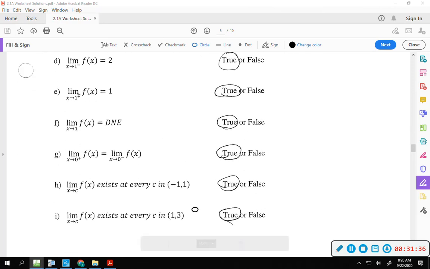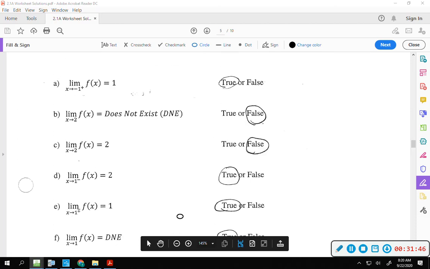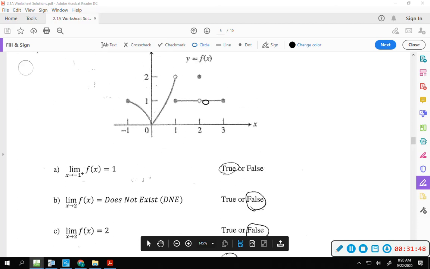But this one here is a little more tricky. The limit as x approaches c of f of x exists at every c in the interval from 1 to 3. Well, we only have one point of discontinuity, and that's at x equals 2. But we already said the limit exists here, because the limit from the left of 2 equals the limit as x approaches 2 from the right. They both equal 1. So the answer here is true.